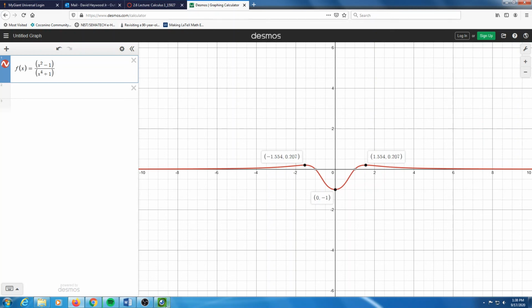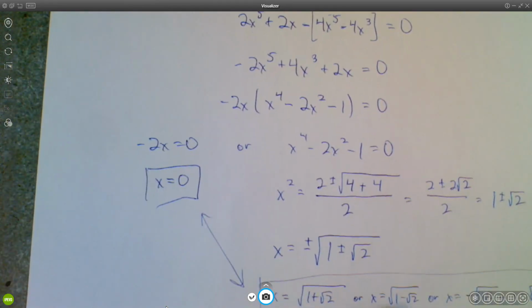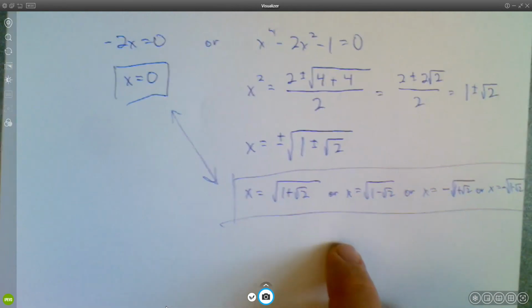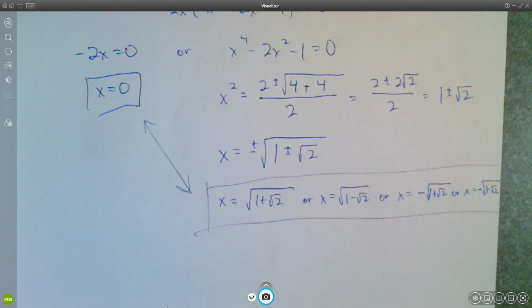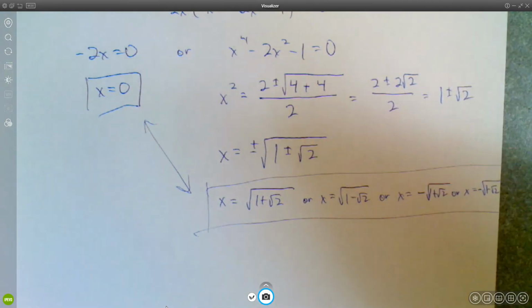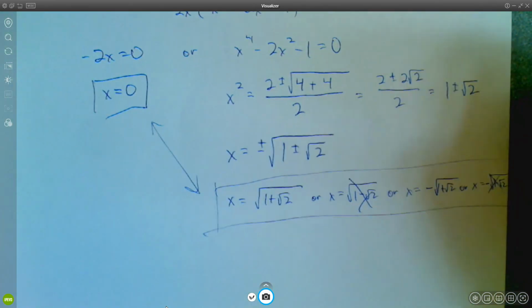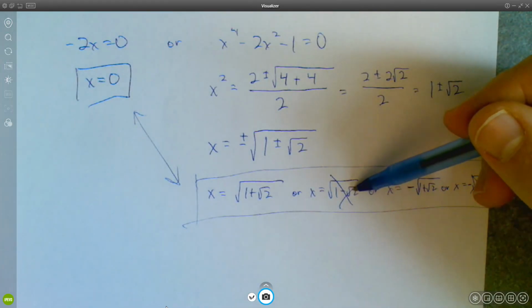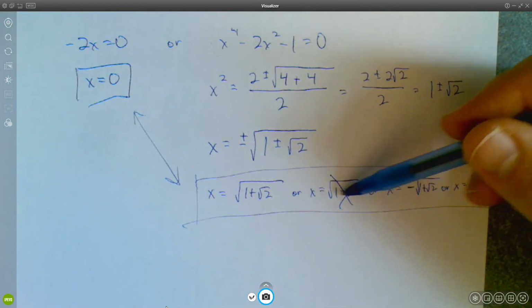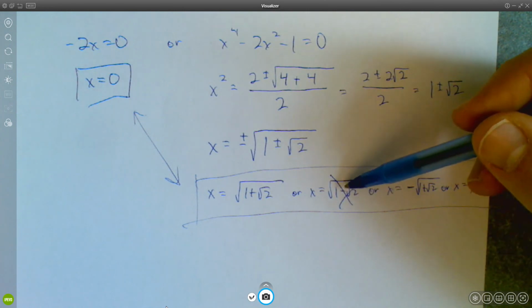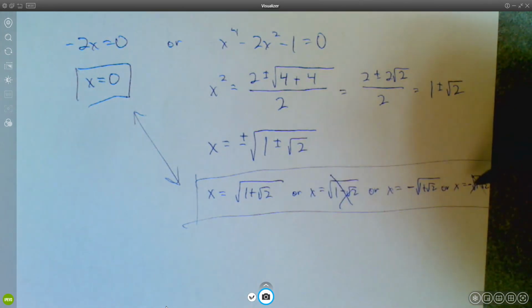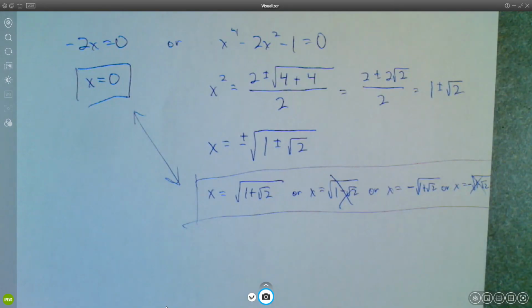Right, so remember, these are our solutions down here. So the square root of 1 plus the square root of 2. Oh, I see the issue. Here's the issue. These ones, this one right here and this one right here, are not real numbers, because the square root of 2 is bigger than 1. It's like 1.4. 1 minus 1.4 would be like negative 0.4. So the square root of that's not real. That's why we're only getting two solutions.